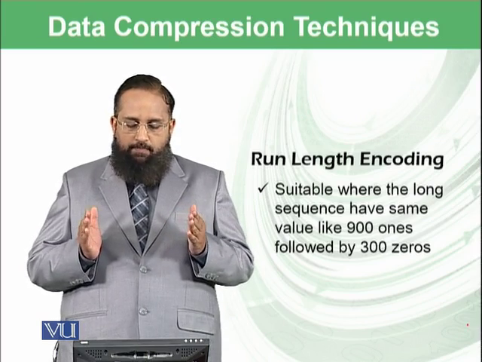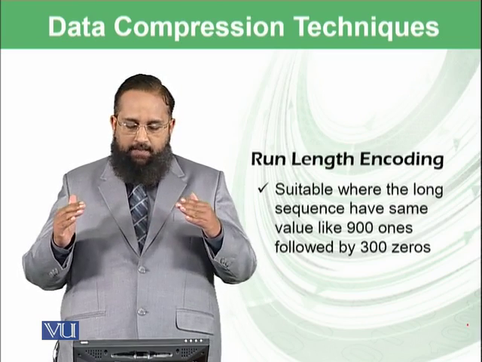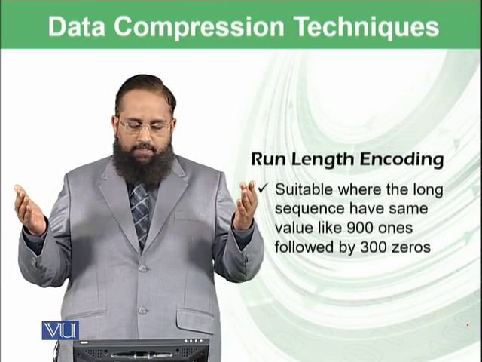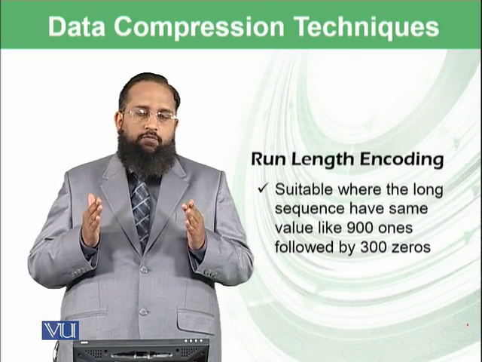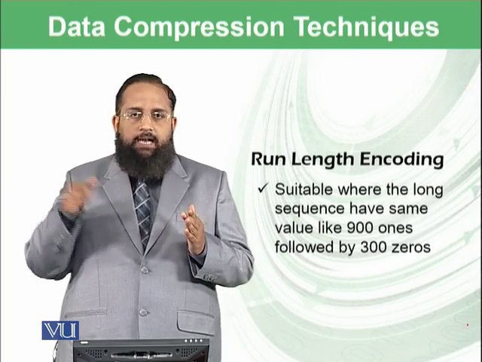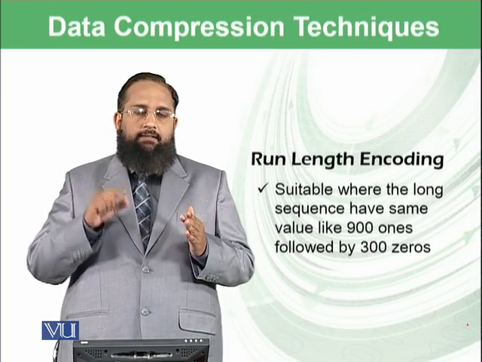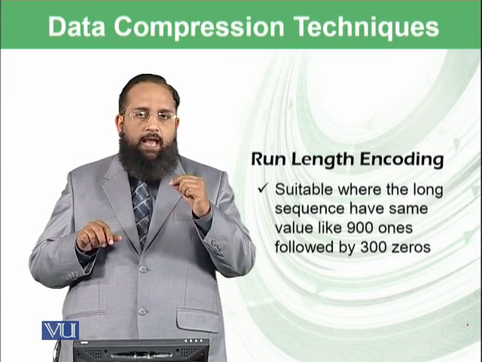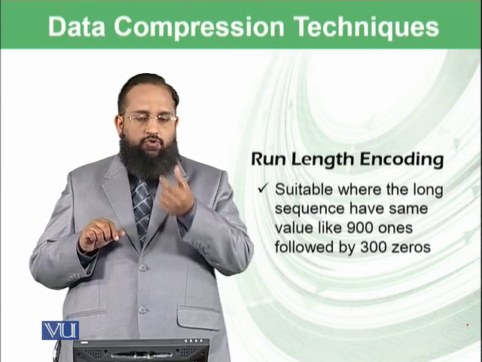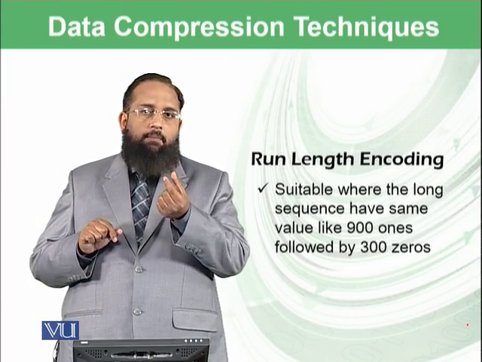Then there is another kind of technique known as run length encoding. These are suitable where long sequences have the same values, like 900 ones followed by 300 zeros. Instead of storing 900 ones and then 300 zeros, we can just say that this data has 900 ones and 300 zeros. Such information can be stored within a very small amount of space.